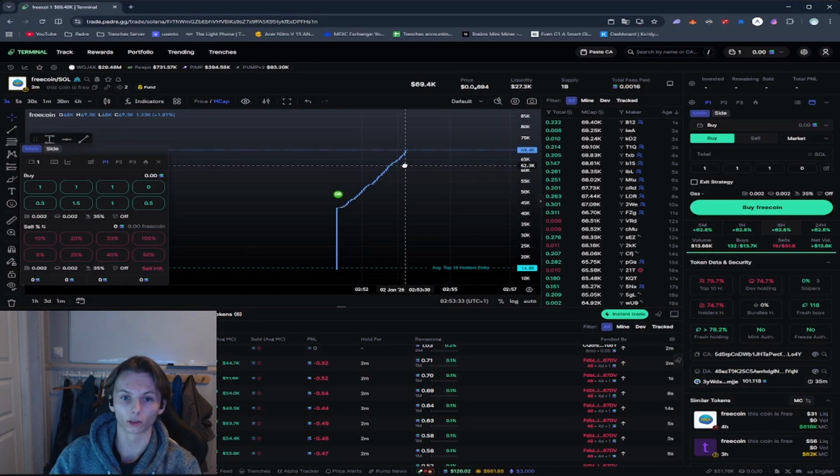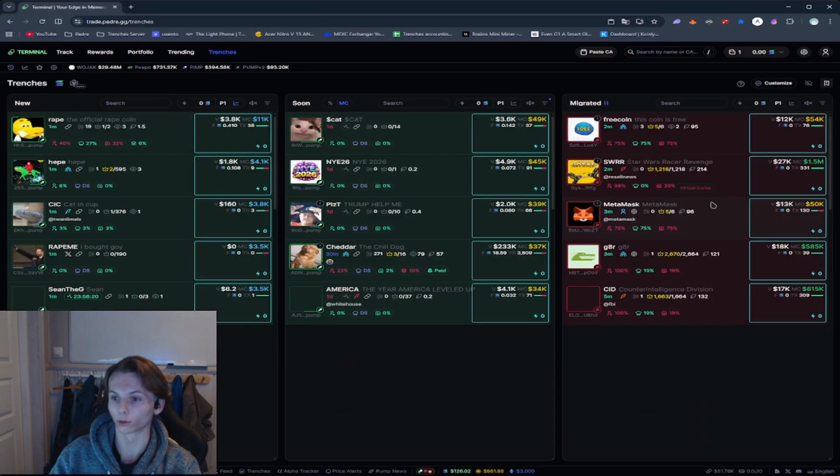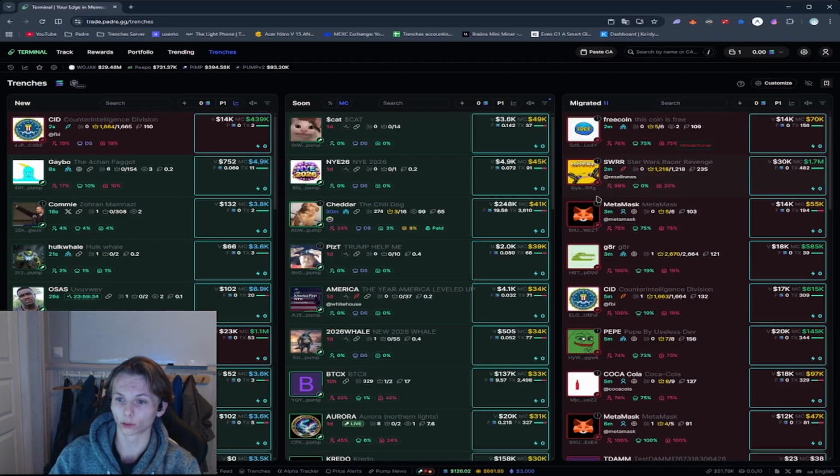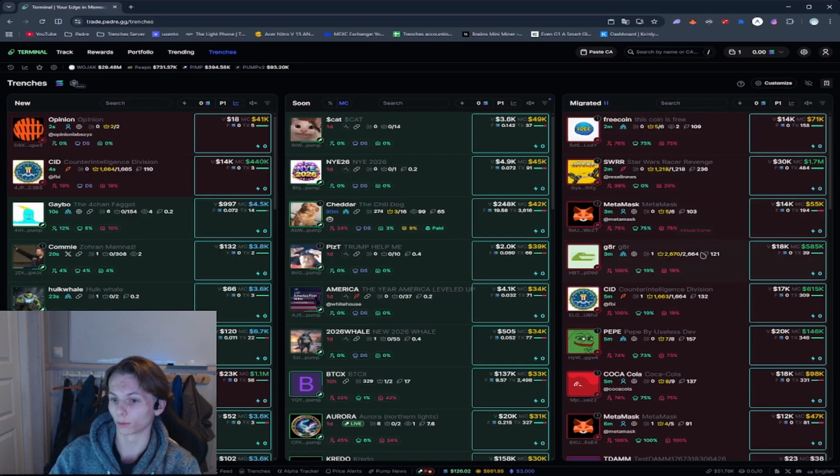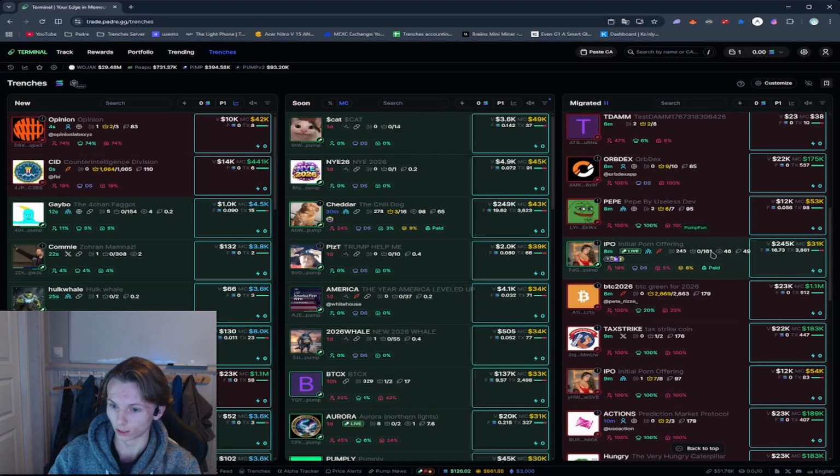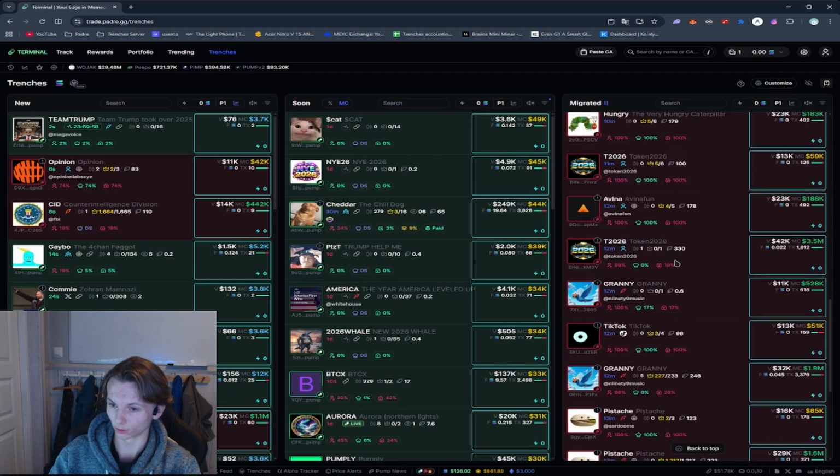So this is not a chart you want to go in for. Most of the Meteora tokens you can see are not something you want to go in for. I wouldn't suggest even going in for one of them.